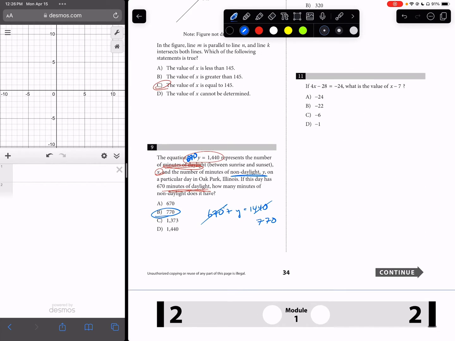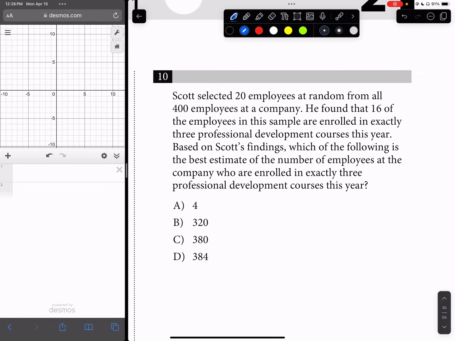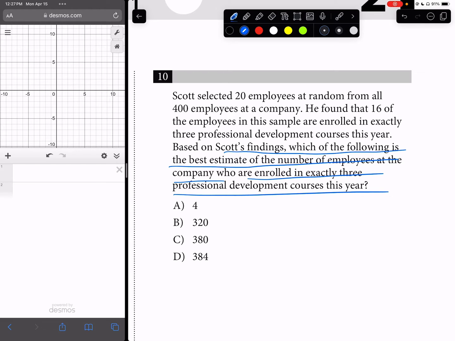All right, interesting. I'm coming over here for number 10. It says, Scott selected 20 employees at random from all 400 employees of the company. He found that 16 of the employees in the sample are enrolled in exactly 3 professional development courses. Based on Scott's findings, which of the following is the best estimate of employees at the company who are enrolled in exactly 3?